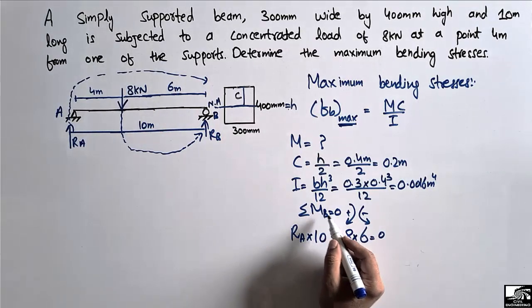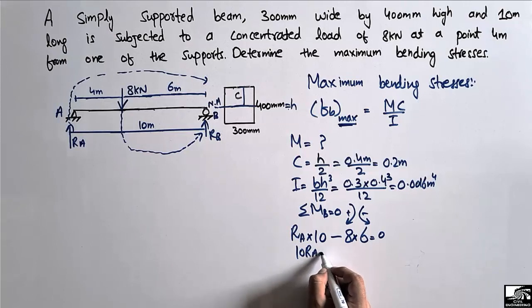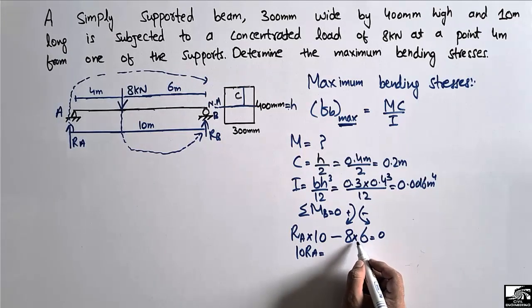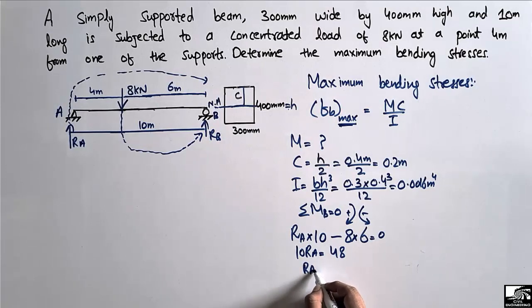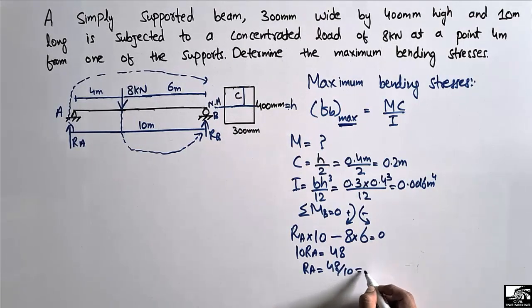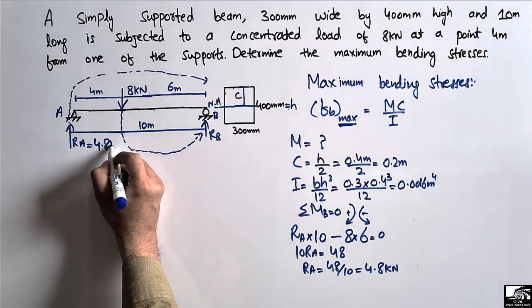So the summation of all the moments is equal to 0. Now 10 RA is equal to, if you multiply these two values, 48. So RA comes out to be, if we divide 48 by 10, 4.8 kilonewton. So this is the support reaction at this point, RA is 4.8 kilonewton.